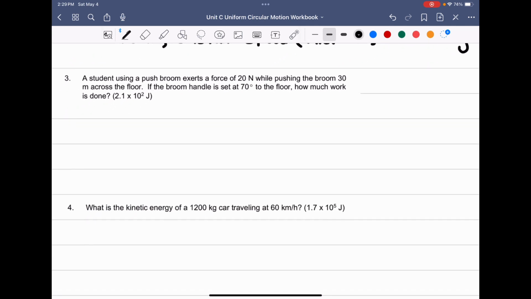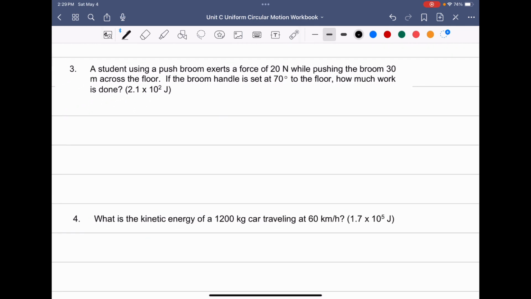All right, now for number 3, here's where we go into that angular work being done, or the angular force happening. So I shouldn't call it angular work being done by an angular force. We have some sort of student that's pushing a broom handle with 20 newtons of force for 30 meters across the floor. If the broom handle is set at 70 degrees to the floor, how much work was done?